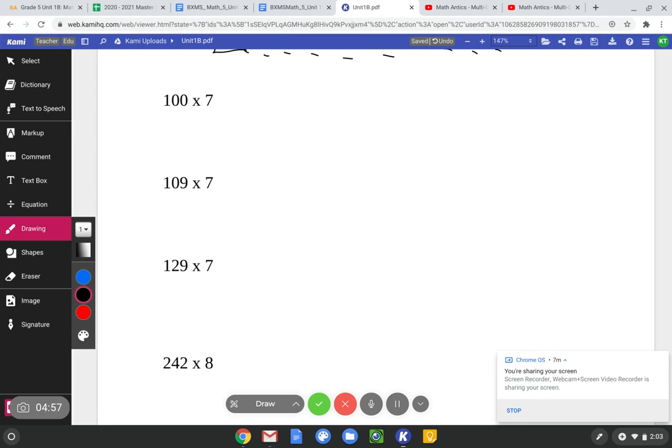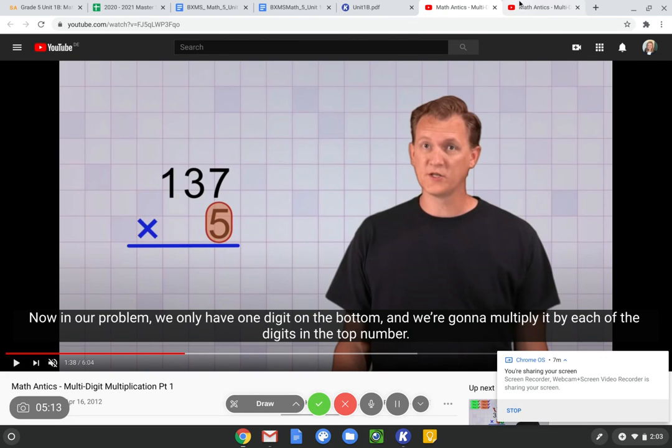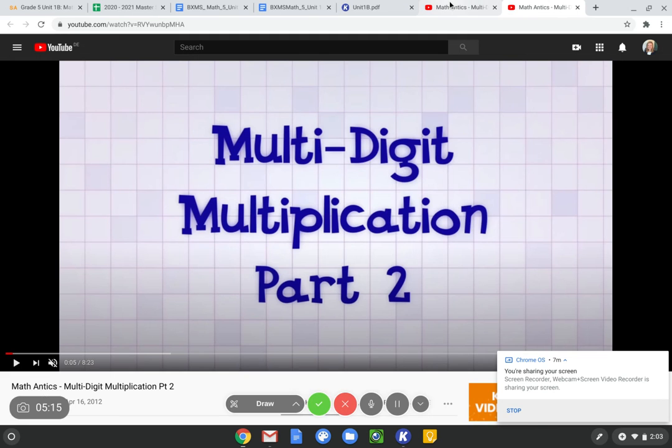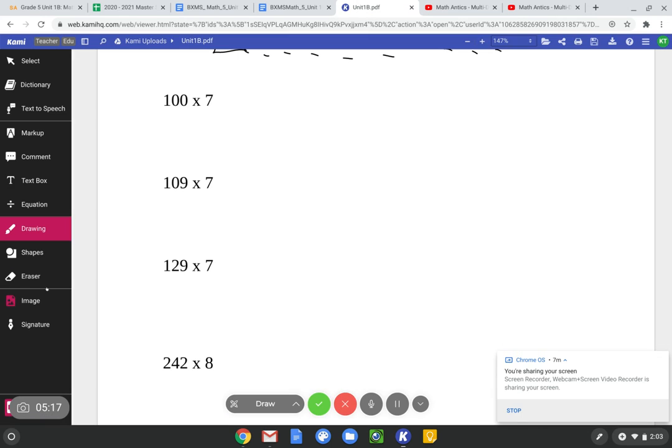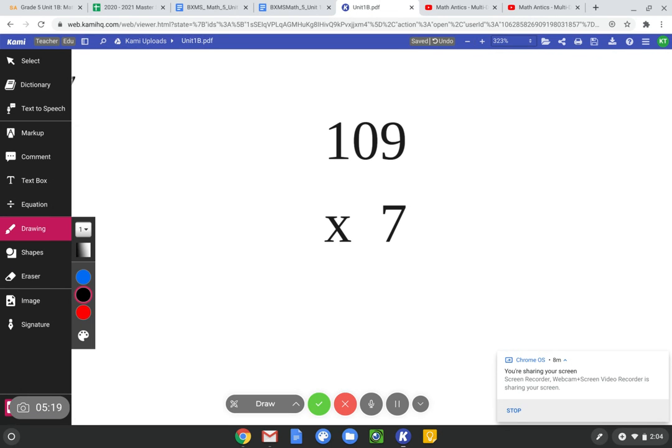We did these multiplication problems in the prior video, but we can do them really quickly right now just so that we can get some practice using the standard algorithm, which can be found in these two videos. So let's begin with 109 times 7.